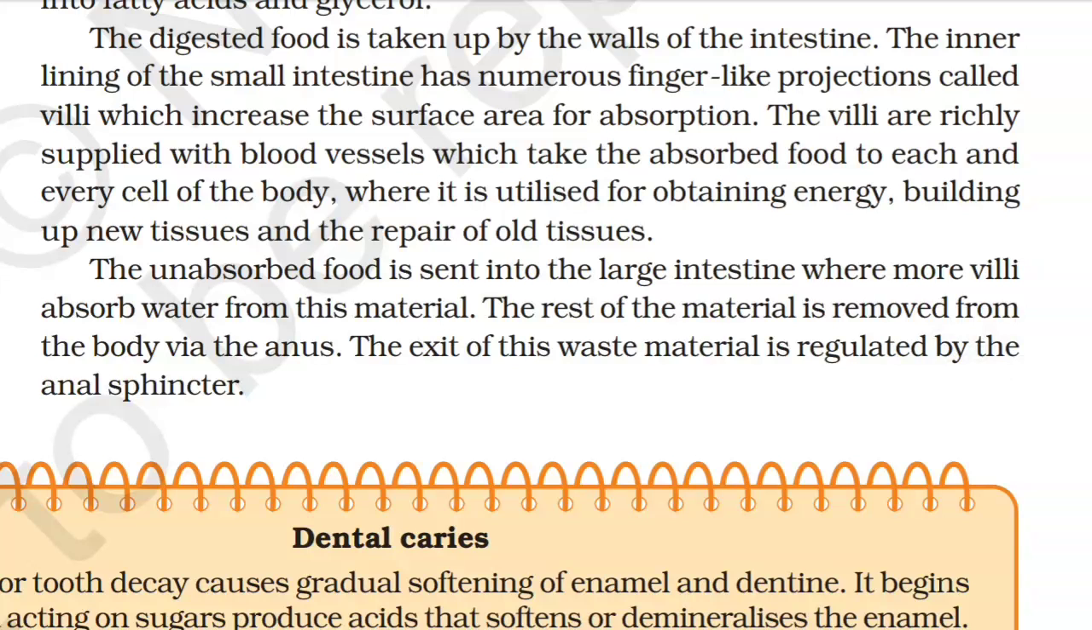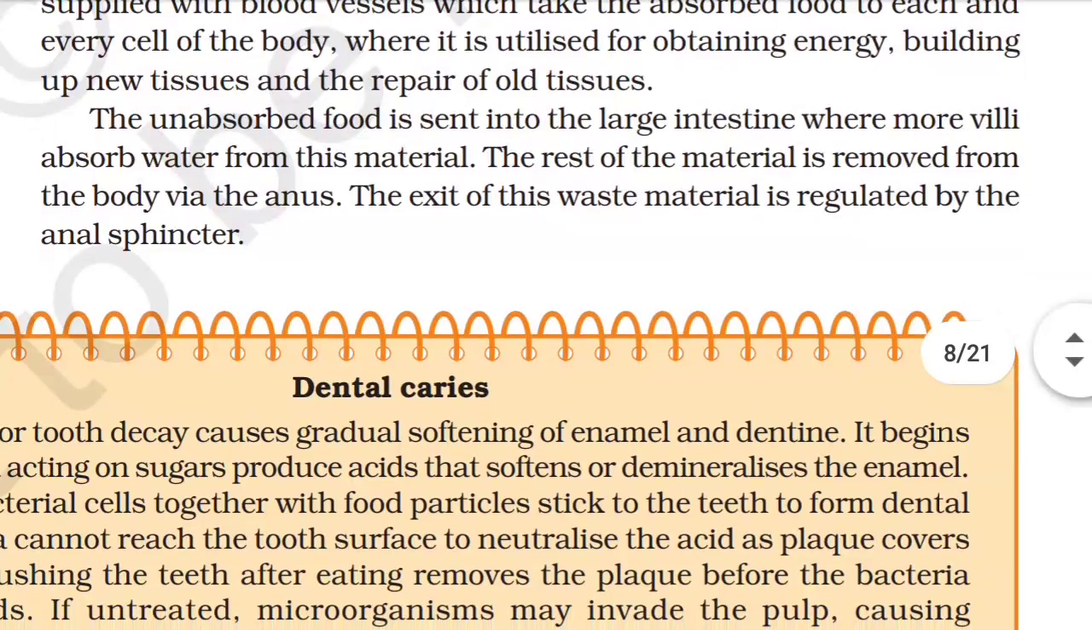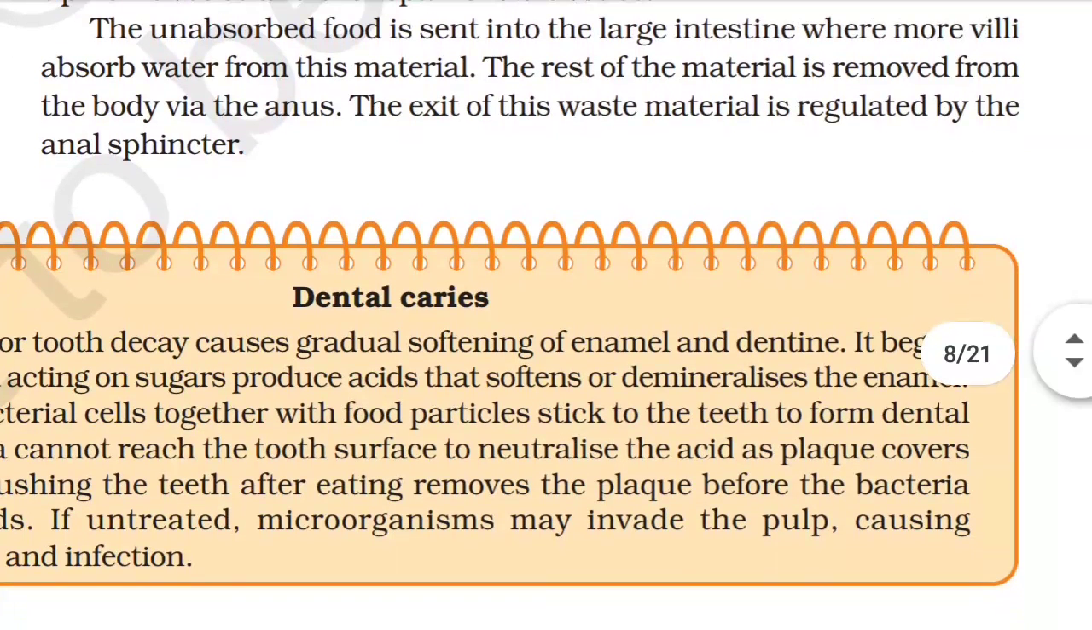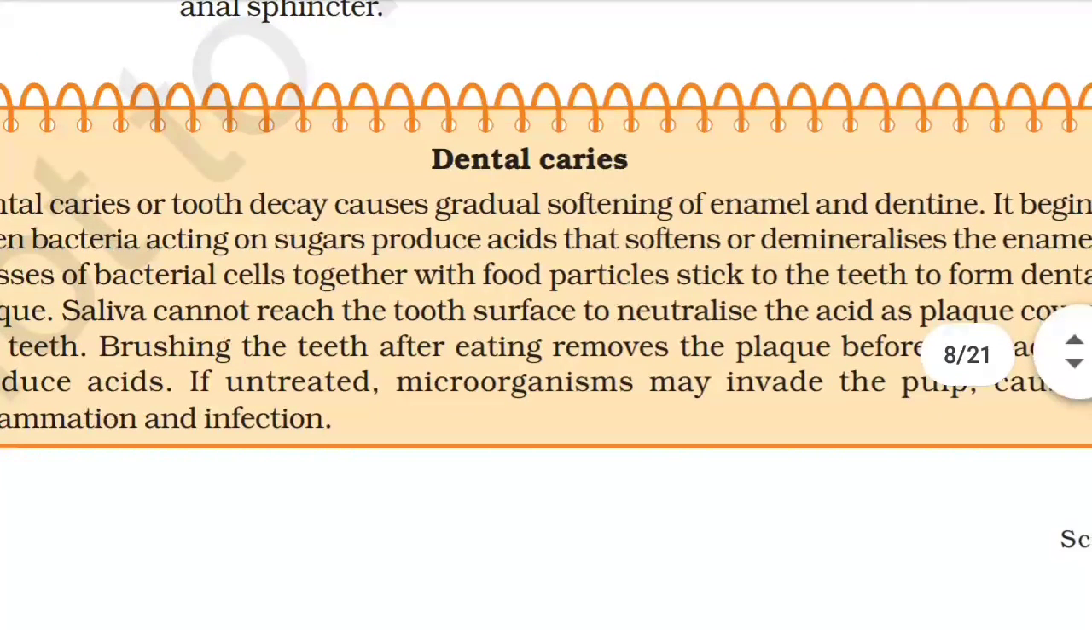As they have mentioned here that the villi are richly supplied with blood vessels, we can also say that the villi are highly vascularized. The unabsorbed food is sent into the large intestine, where more villi absorb water from this material. The rest of the material is removed from the body via anus. The exit of this waste material is regulated by the anal sphincter.